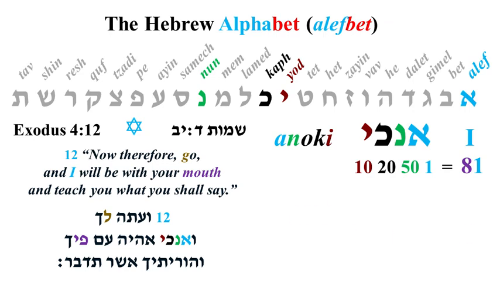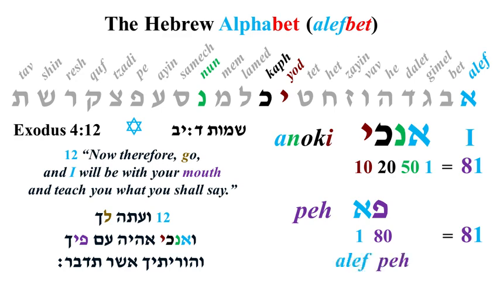Interesting, because the word pay, the letter pay, adds up to 81. It's a pay and an Aleph. And God is saying, I, 81, will be your pay, your mouth. The 81's showing that God will be in Moses' mouth. Very nice. Very nice.